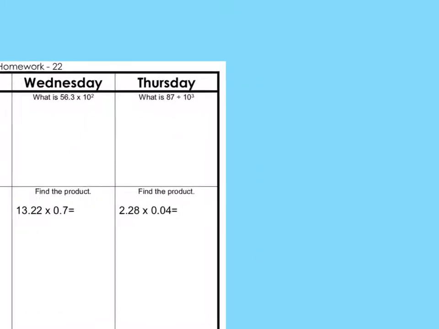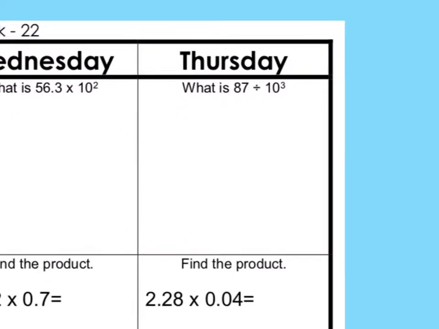This is my math homework number 22, Thursday. For the first one, it says, what is 87 divided by 10 to the third power?